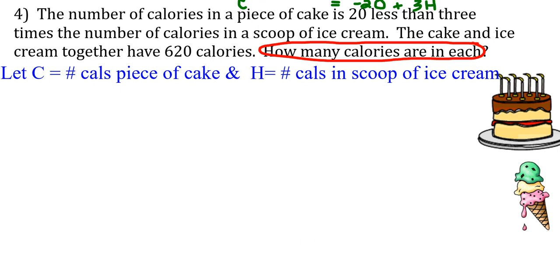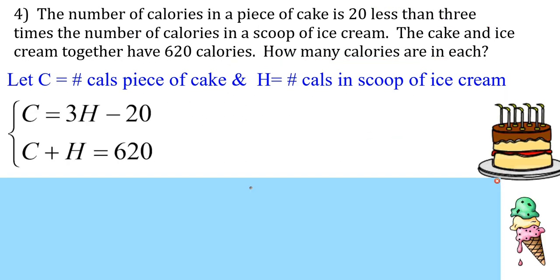Now, what else do we know? Well, it says the cake and ice cream together have 620 calories. There's another clue about a total, right? It's equal to 620, and where does it come from? Cake and ice cream. Well, the number of calories in the cake is C, and the number of calories in ice cream, that's the H. We've got another equation here. So these are two equations that we came up with. C equals 3H minus 20, or if you wrote it as negative 20 plus 3H, it's the same thing. And C plus H equals 620.